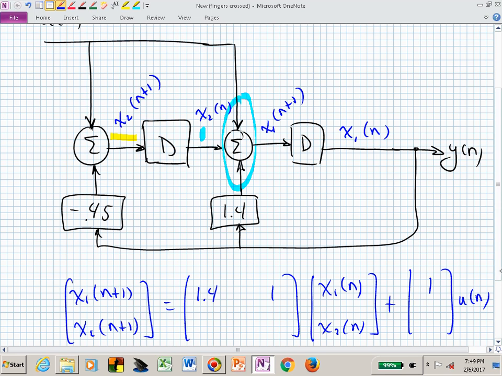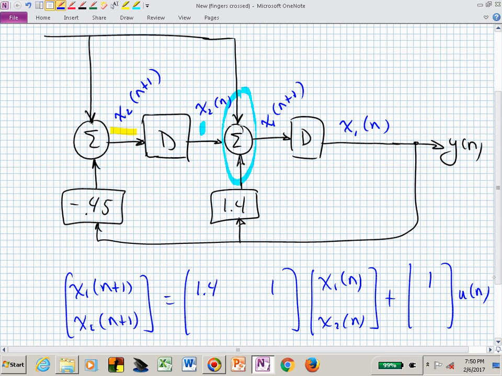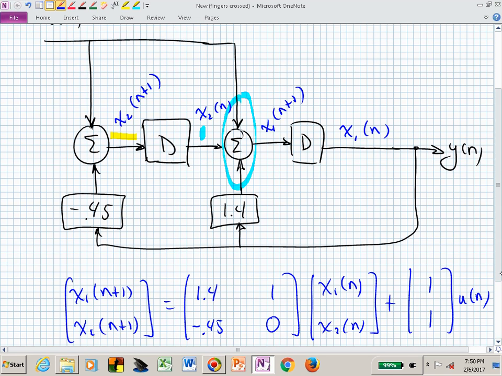How do I fill in these 3 blanks? Do I have anything that scales x sub 1 of n? It's now the minus 0.45. Is x sub 2 of n used to build or create x sub 2 of n plus 1? No. So I have 0 here. And does u of n come into play to make part of x sub 2 of n plus 1? It's coming in with a 1.